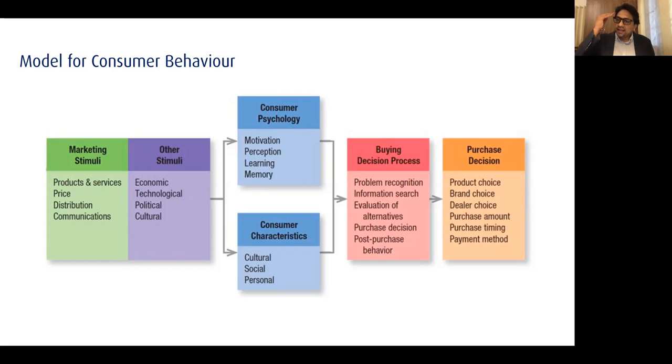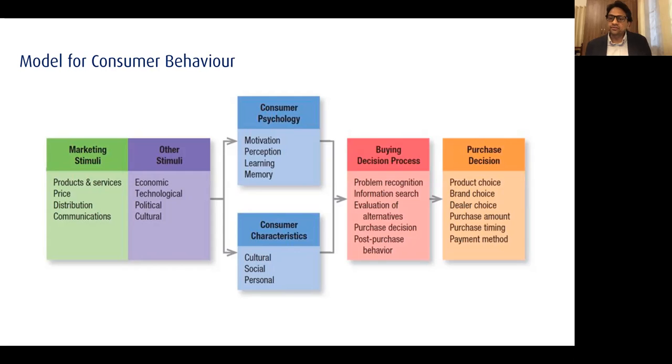Consumer characteristics again goes through cultural. What are the cultural characteristics of buying a certain type of product? What are the social implications, the positives and negatives, and what are the personal characteristics? This primarily will go into Maslow's hierarchy of needs, saying what level of need he is in, and that's when he's making that purchase.